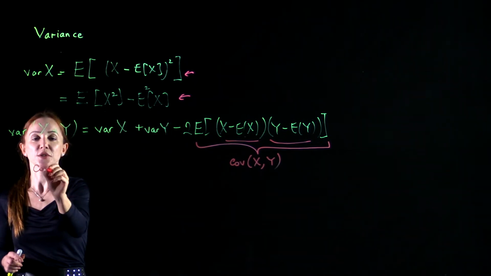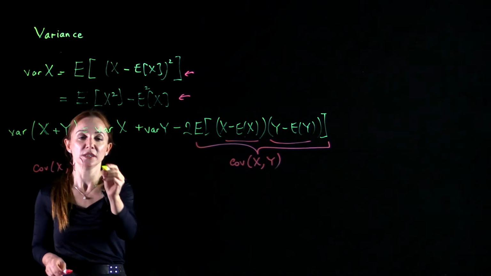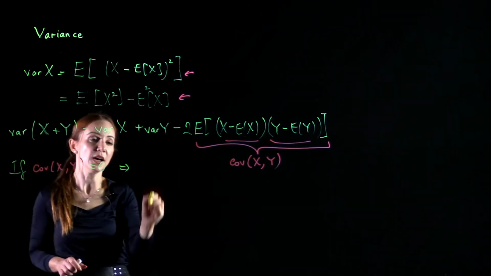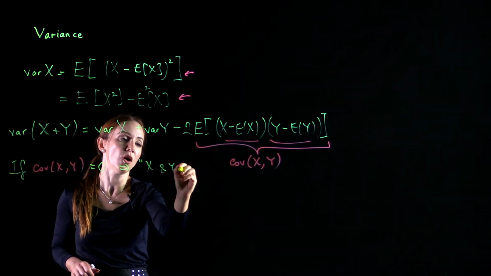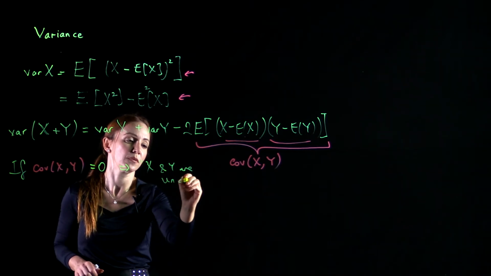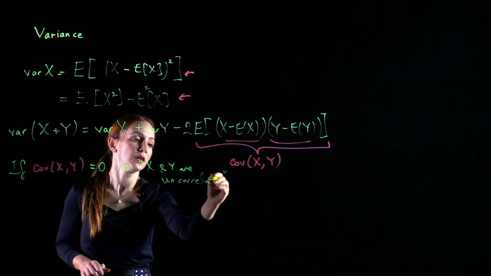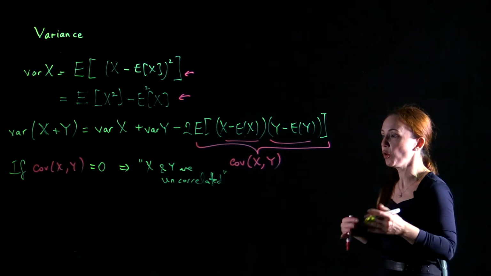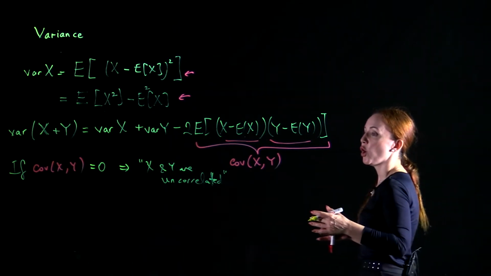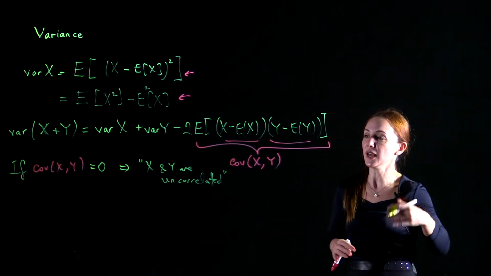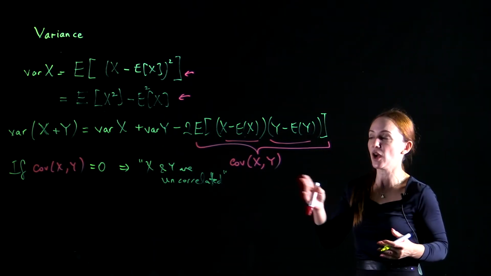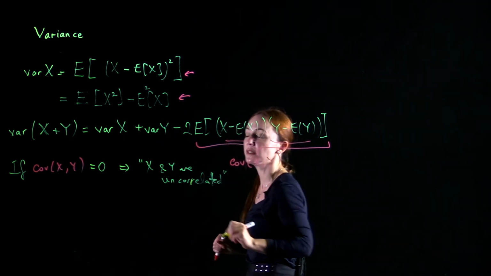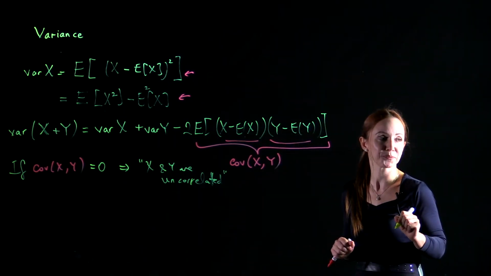Now, if the covariance of X and Y is 0, we say that the random variables X and Y are uncorrelated. You may have heard of this in daily life. When people say two things are uncorrelated, they usually mean that how big one is does not give us information about how big the other one is going to be. So the technical definition of uncorrelated means the covariance is 0.